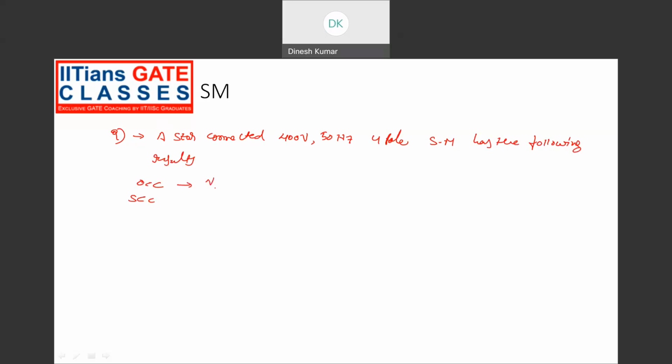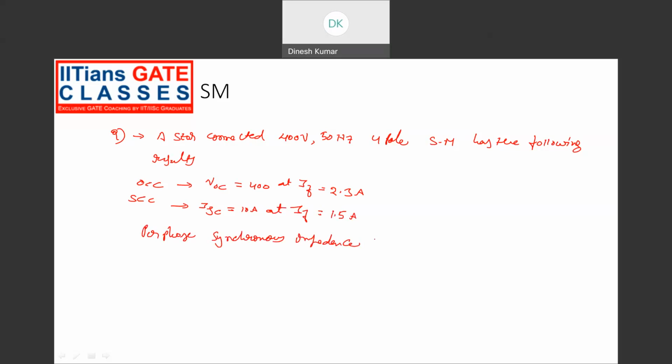The open circuit result is VOC equal to 400 volts, with field current IF equal to 2.3 amps. Short circuit characteristics: short circuit current ISC equal to 10 amps, with field current IF equal to 1.5 amps. They're asking us to find the per phase synchronous impedance at rated voltage.